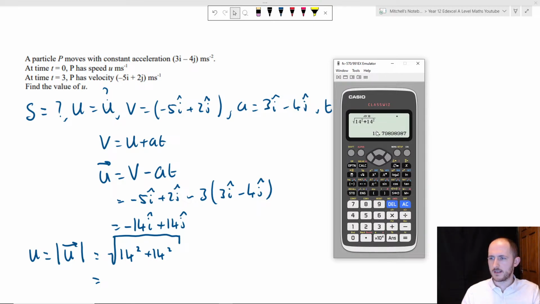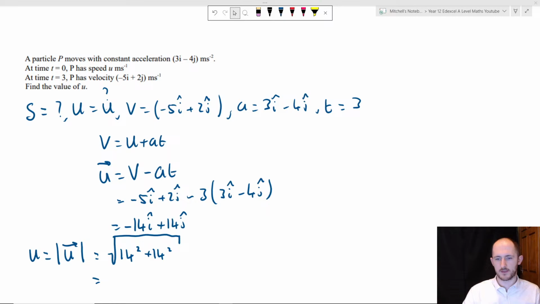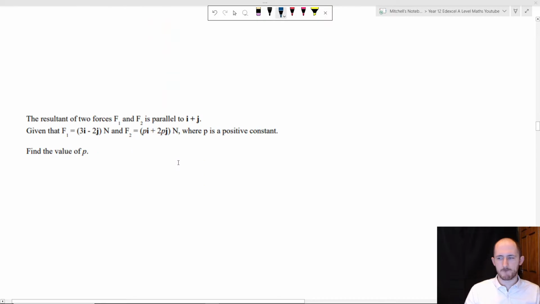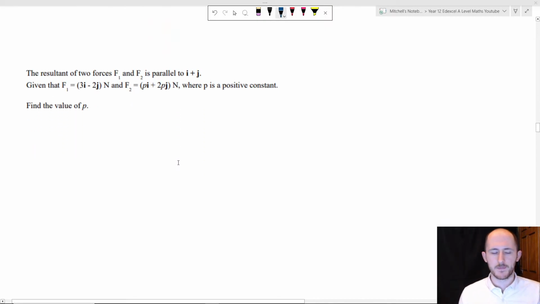Which is 19.79898989. So it'd just be 19.8 meters per second to 3 significant figures. And again, we usually round to 3 significant figures, so that is why we've got that. Hopefully that's all good. Cool.